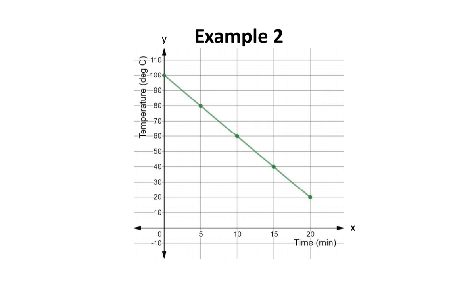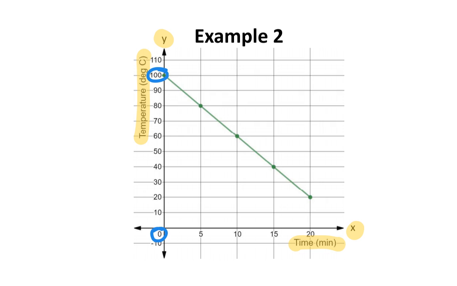In our second example, we have a situation where the temperature is decreasing as time increases. On our x-axis, we have time, and on our y-axis, we have temperature. The initial value in this situation would be 100 degrees Celsius, since that is the temperature when your time is 0. However, the rate of change is a little bit more complicated.